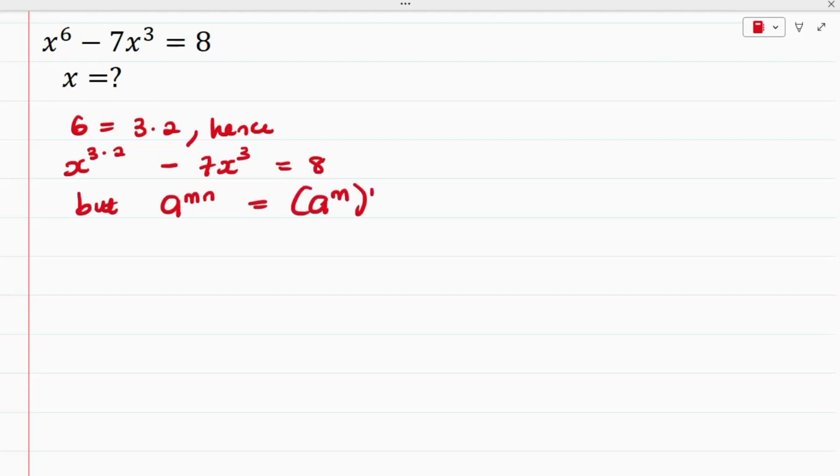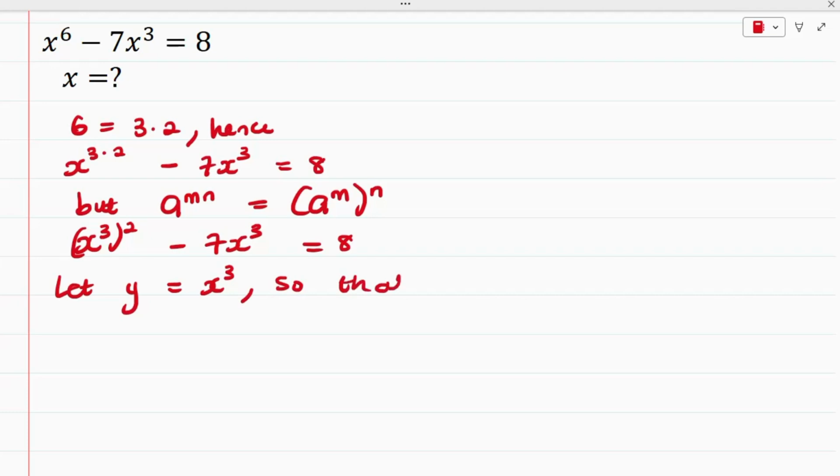But if we have a raised to the power of mn, this can also be expressed as a raised to the power of m, all raised to the power of n, right? So we have x raised to the power of 3, all raised to the power of 2, minus 7x raised to the power of 3, and this is equal to 8. At this point we want to say let y be equal to x raised to the power of 3, so that x raised to the power of 3 all raised to the power of 2 will be equal to y squared.